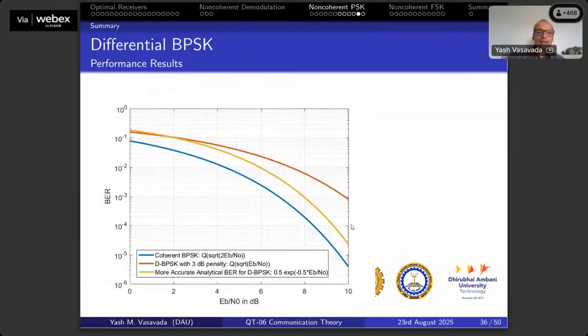Okay, so this is showing the performance of the scheme. The blue is the coherent BPSK. Its performance is going to be always better than this differential or non-coherent BPSK, which is given in the yellow curve. Differential BPSK typically suffers from roughly about 3 dB of performance penalty. Sometimes it is slightly less, especially at higher SNR.